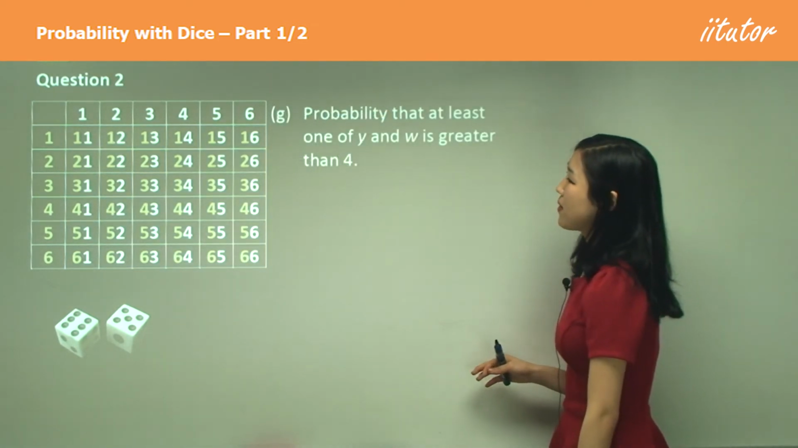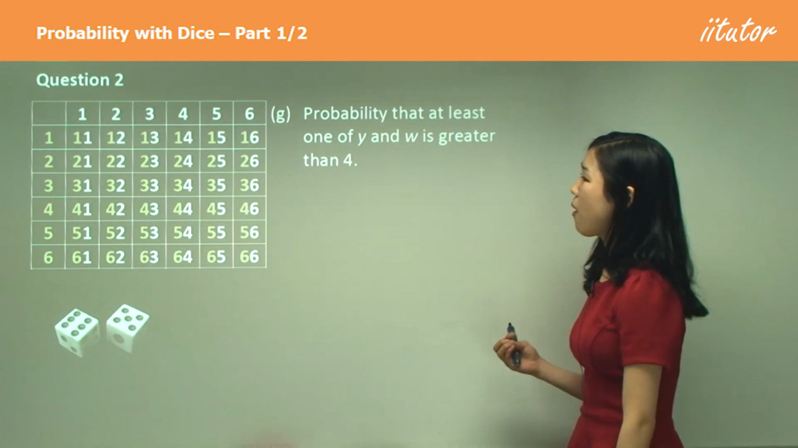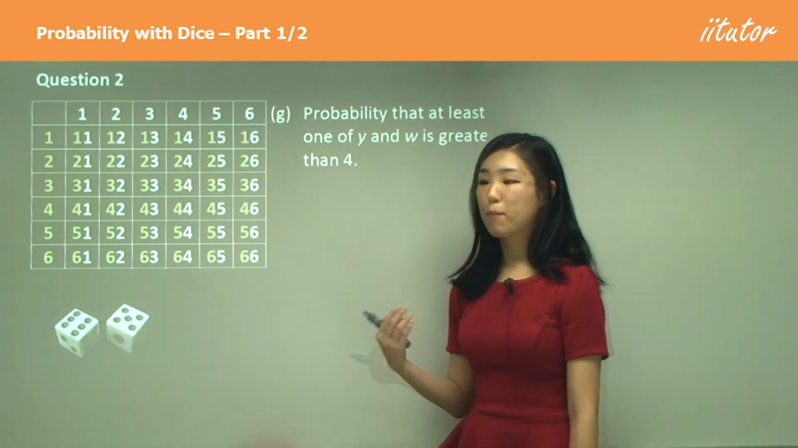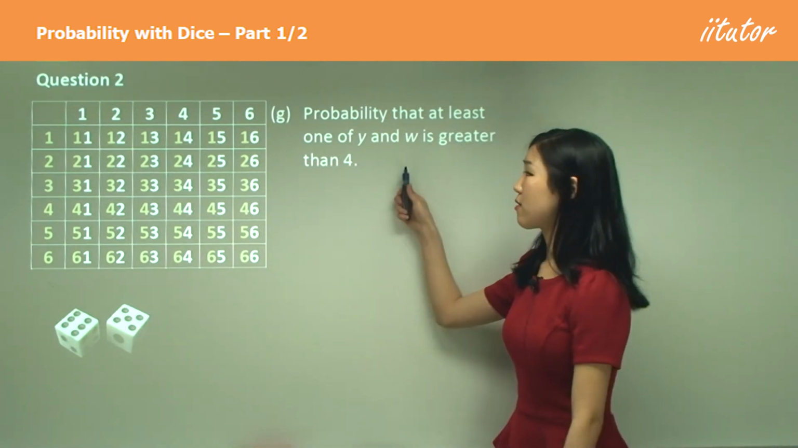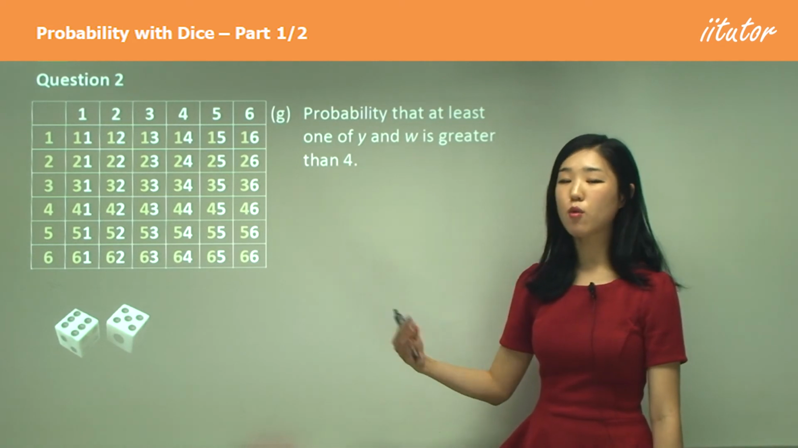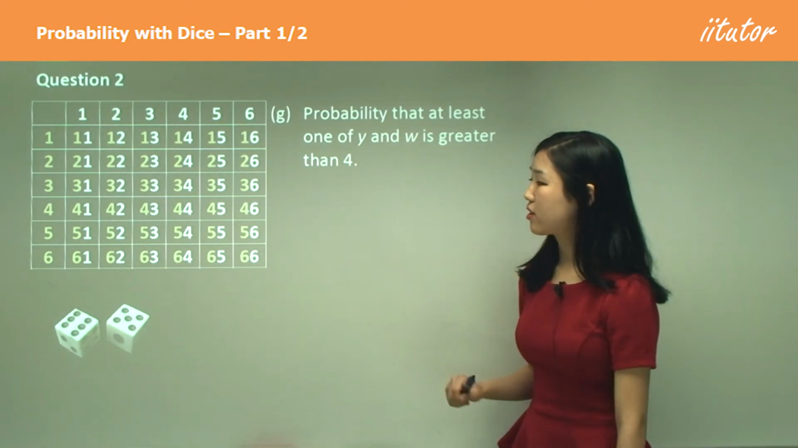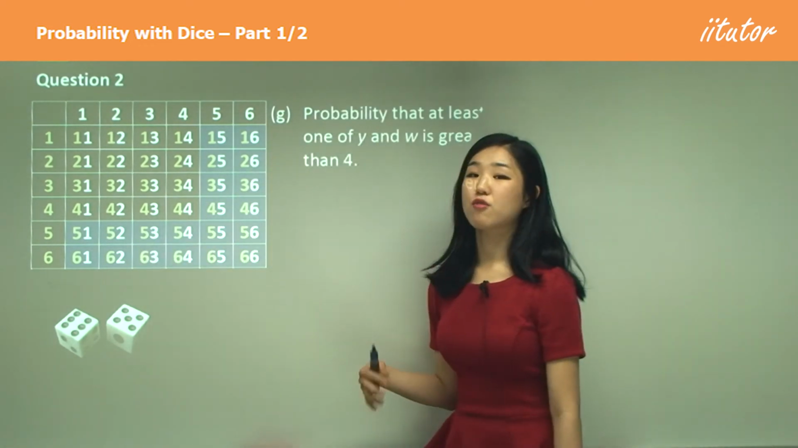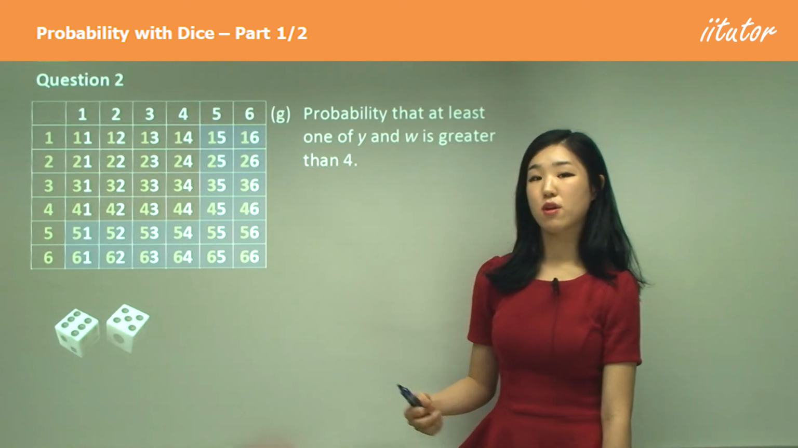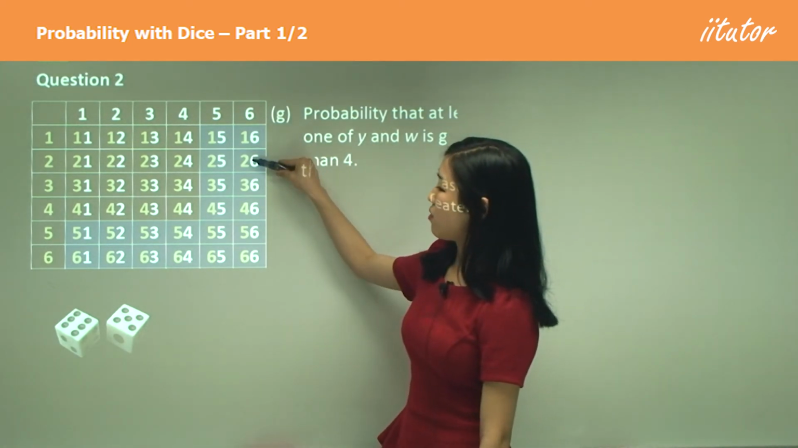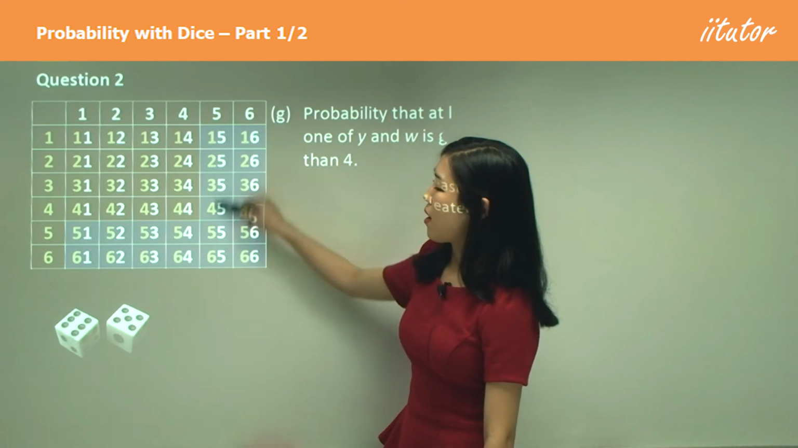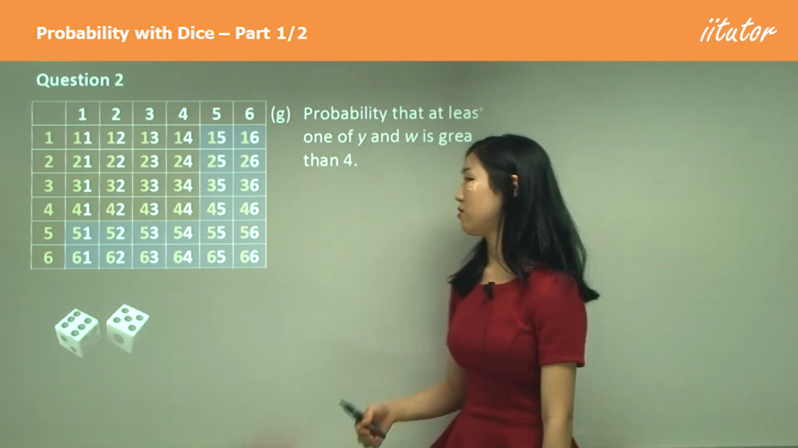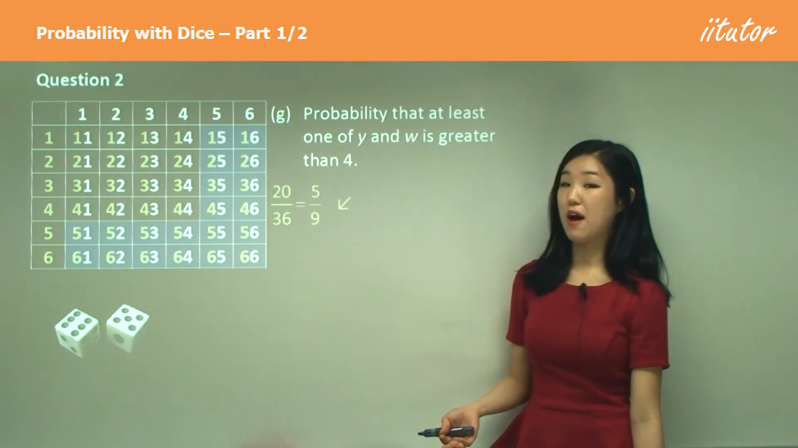G, probability that at least one of Y and W is greater than 4. So at least one of them or both of them are greater than 4. So both can be greater or just one of them can be greater. And have a look, guys, pick out the right outcomes. I found that all of these are greater than 4. One of them or both of them are greater than 4. So it's going to be 1, 2, 3, 4, 5, 6, 12 plus 1, 2, 3, 4, 5, 6, 7, 8. So it's 12 plus 8, which is 20 out of 36, which is simplified to 5 on 9.